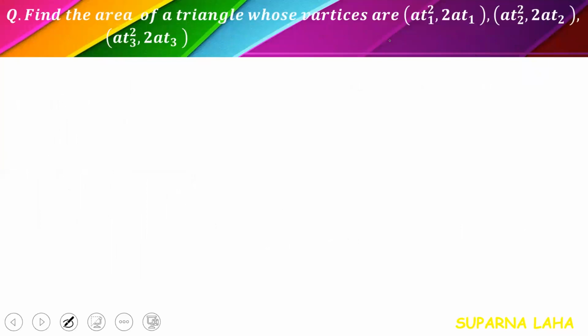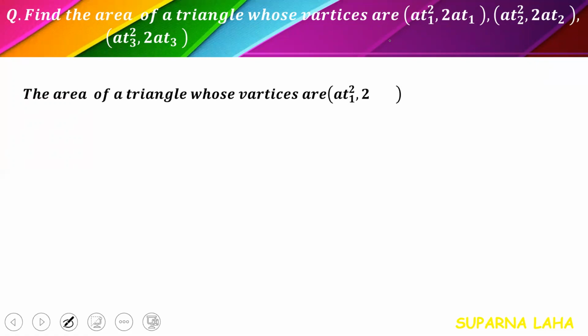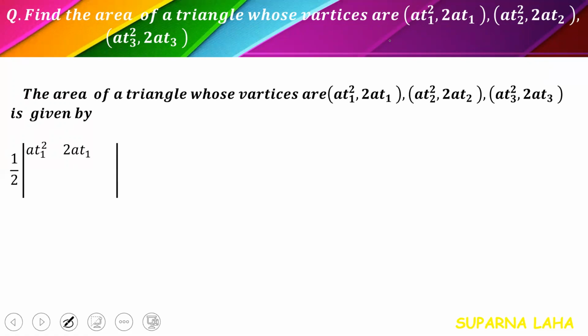Find the area of a triangle whose vertices are at1 square, 2at1, at2 square, 2at2, at3 square, 2at3. You need to find just the area of this triangle. Clear? Firstly, the area of the triangle with these vertices is given by half into this determinant: at1 square, 2at1, 1, at2 square, 2at2, 1, at3 square, 2at3, 1.